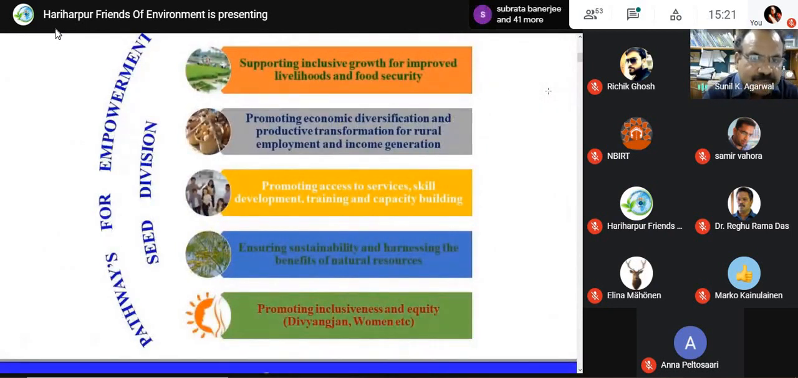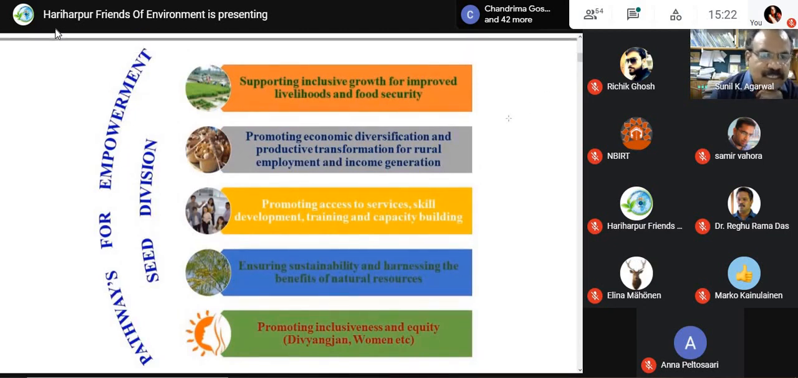With all these efforts, the focus of all the programs is on supporting inclusive growth and improved livelihoods. When we talk about the rural areas, these are the essential pillars which require attention and interventions: promoting economic diversification, access to services like rural energy, and ensuring sustainability and harnessing the benefit of natural resources. That's what we are talking about, the solar power interventions, and promoting inclusiveness and equity by involving the deprived sections of society, maybe women or disabled people also. These are the pathways where we give focus to the program. Next slide, please.